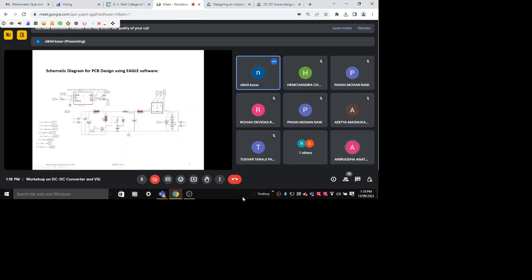Sir, can you please repeat the name of the driver IC? This is the driver IC. So we could not hear, sir. PC923. This is PC923. Okay.